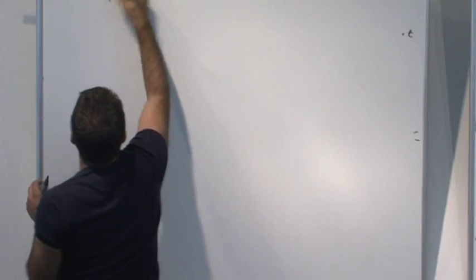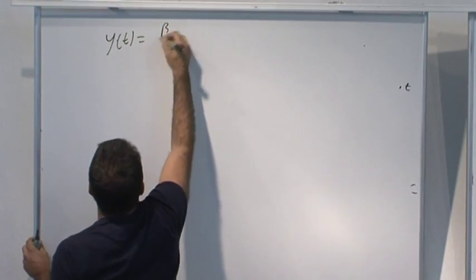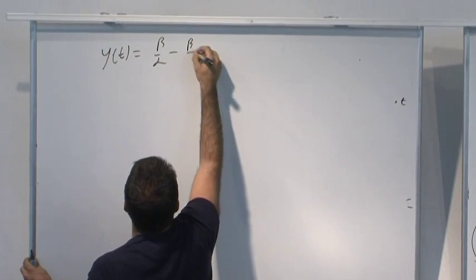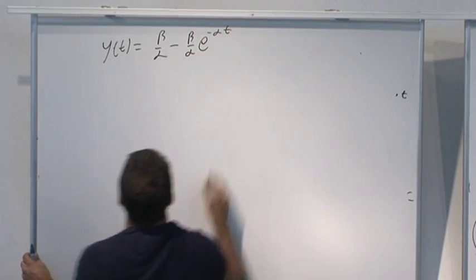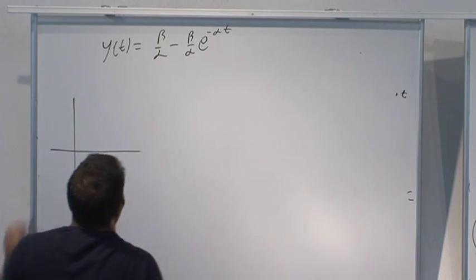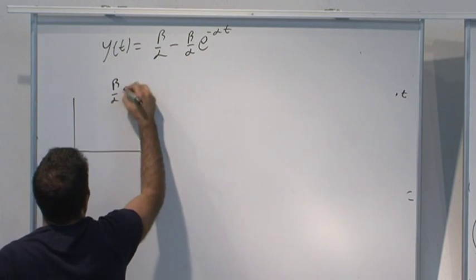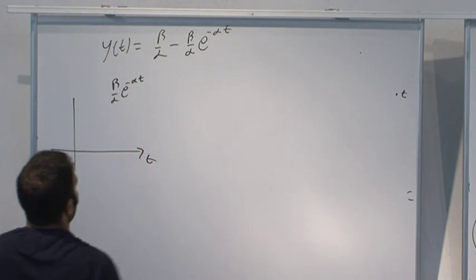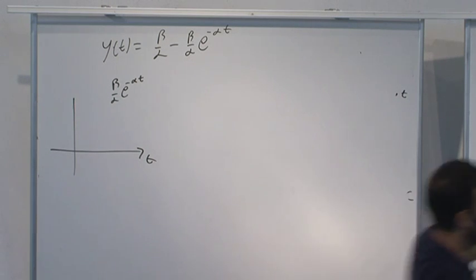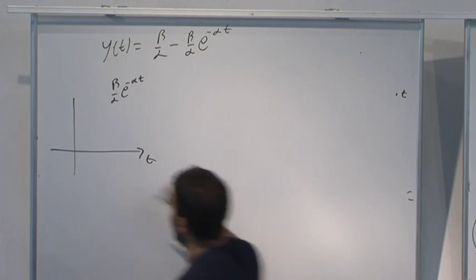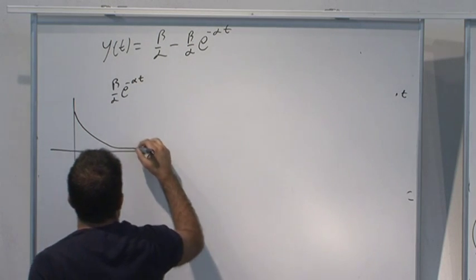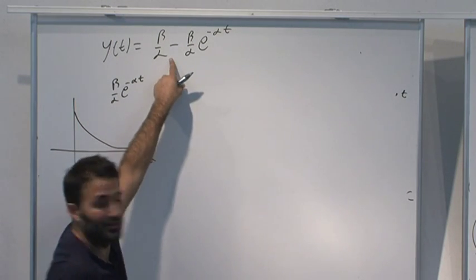So let's look at our solution. Let's build it. It has y of t equals beta over alpha minus beta over alpha e to the minus alpha t. This is t. How does it look like? Like we saw here, like y0, just a decline function, right? But here we have a minus.